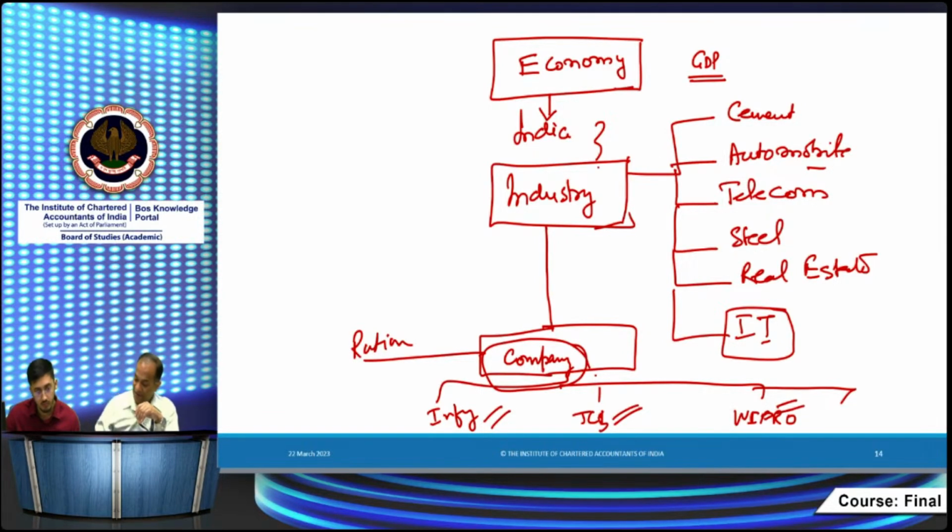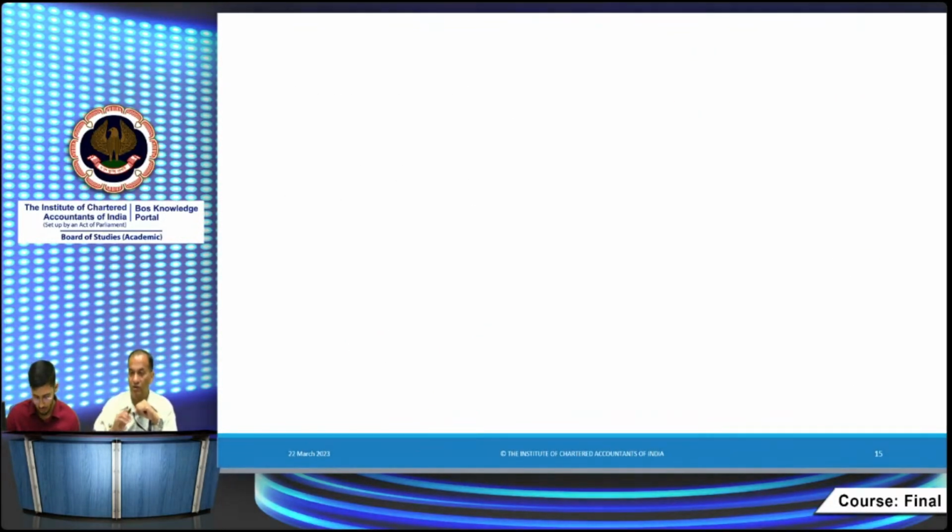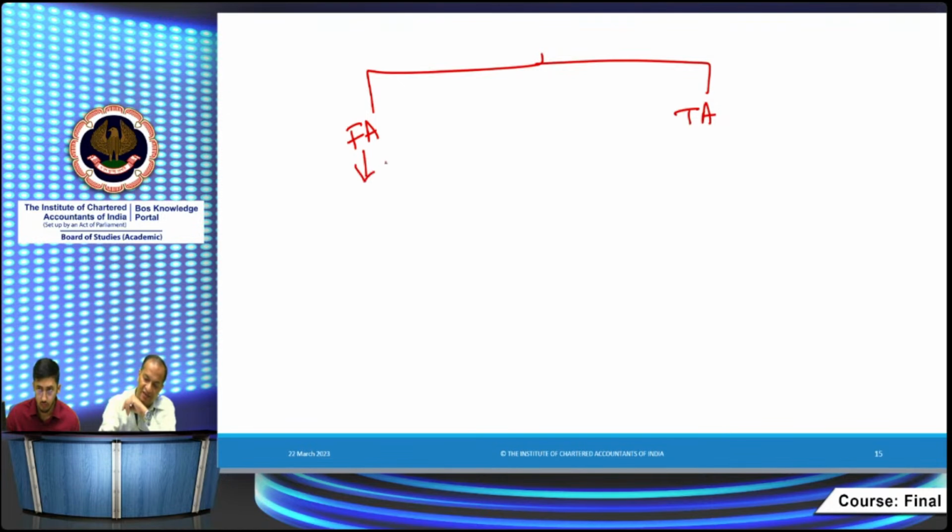Okay, now let's come to the next topic, which is called technical analysis. Students, there is one major difference between technical and fundamental analysis. Of course, some differences have been given in the study material. But one major difference is that for fundamental analysis, the horizon is long term, while for technical analysis, the horizon is short term.